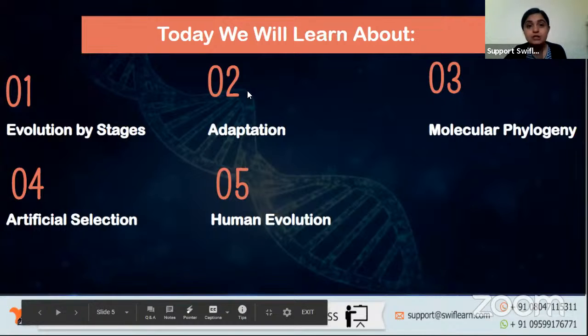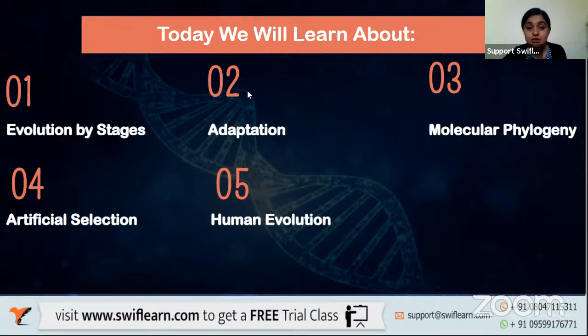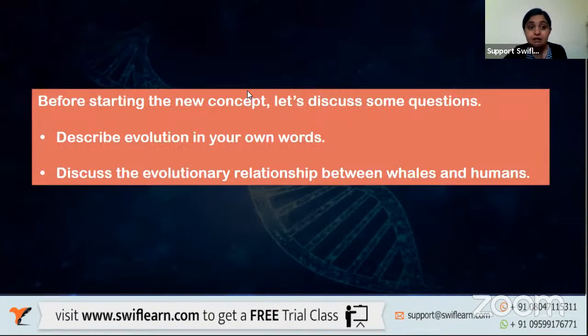What are we going to do today? Today we are going to learn about evolution by stages. We are going to learn about adaptation. We are going to learn about molecular phylogeny, and we are also going to learn about artificial selection and human evolution. Before starting the new concept, let's discuss these two questions. These two questions are going to help us recapitulate the entire thing we have done up till now.